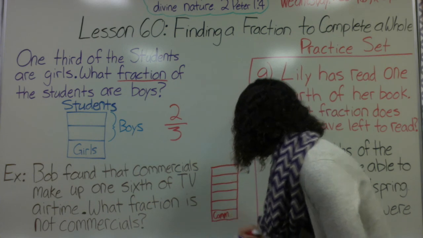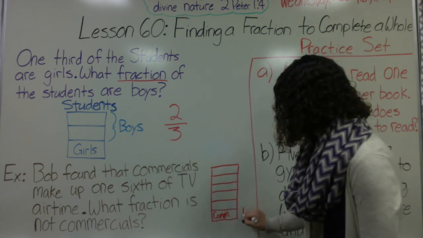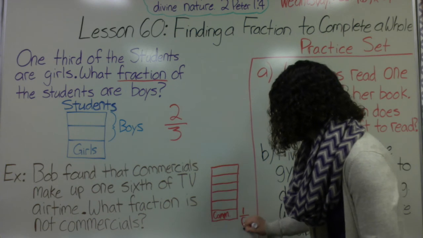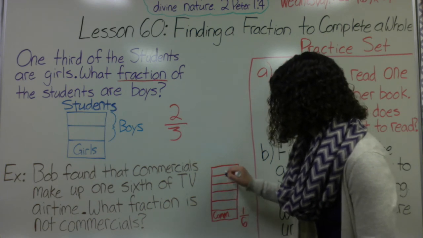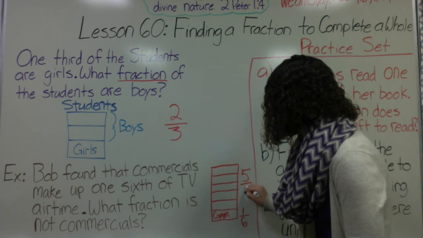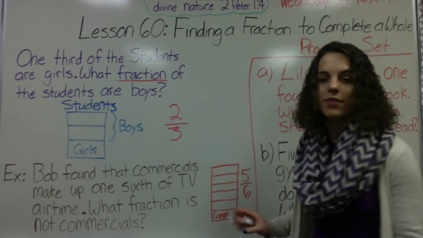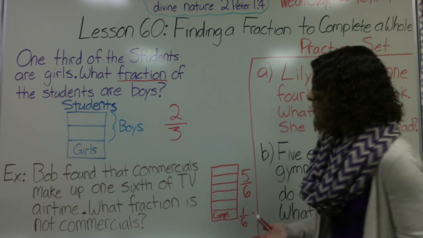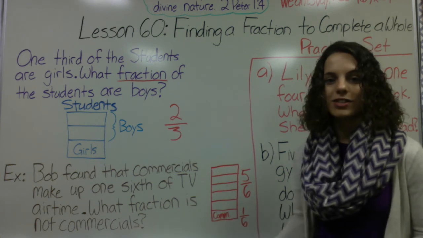I'm going to abbreviate. 1/6 is commercials, so then that means that I have 1, 2, 3, 4, 5. 5/6 are not commercials, so that means 5/6 of it is actual TV airtime. That would be the answer, and take those in your notes.